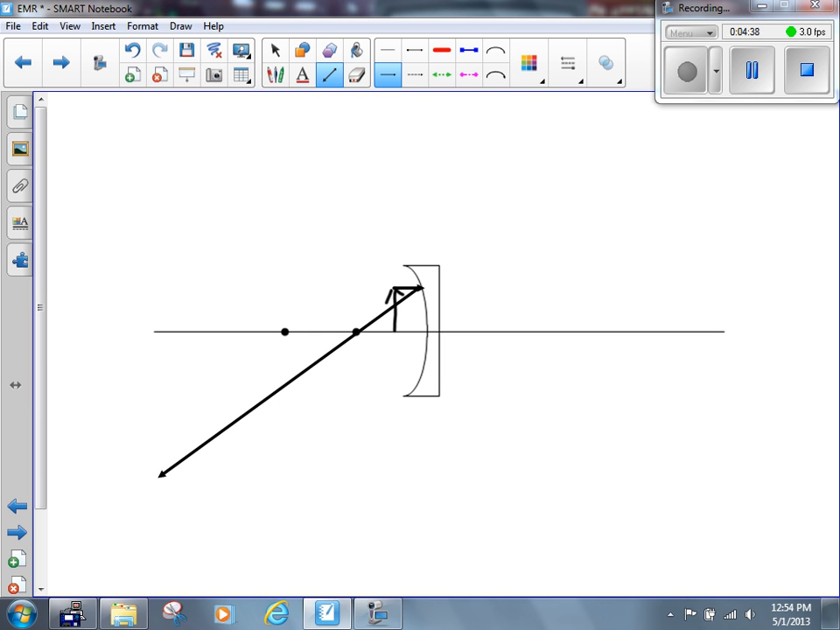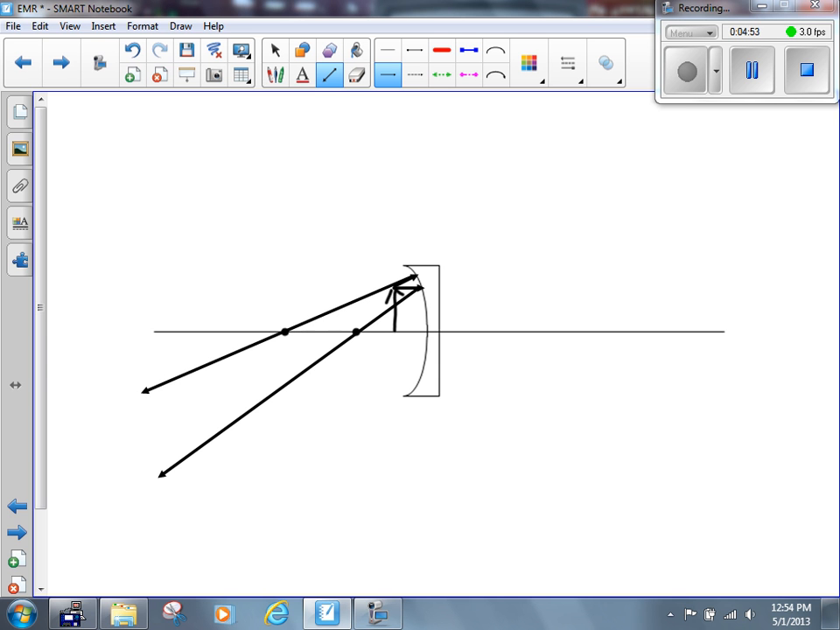Where's the second ray going to go? Okay, up here somewhere? Like where, up there somewhere? Up, as if it's going away from the center, good. It's going to reflect back upon itself like this.